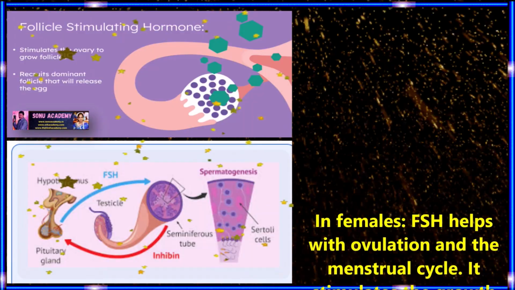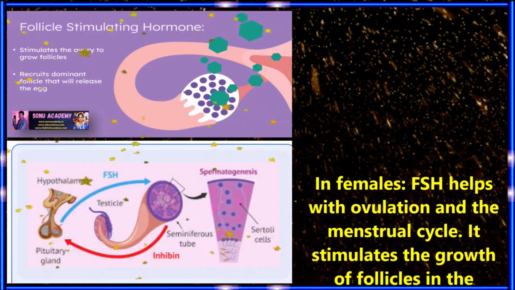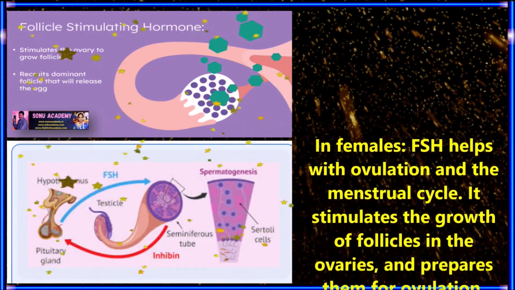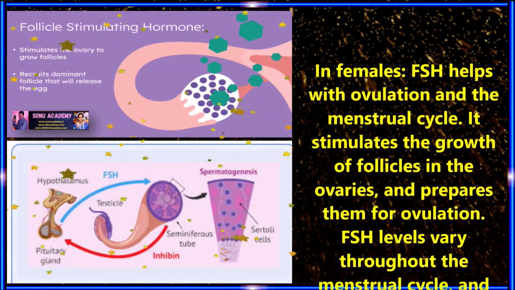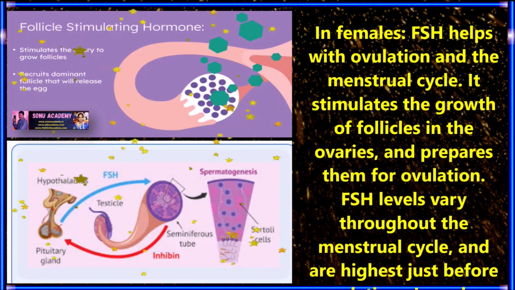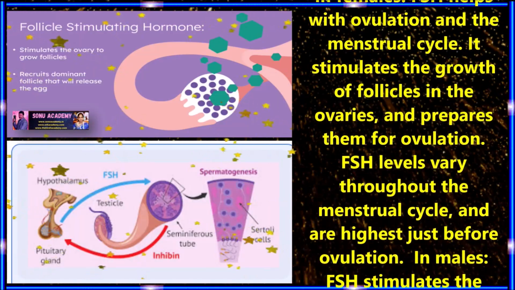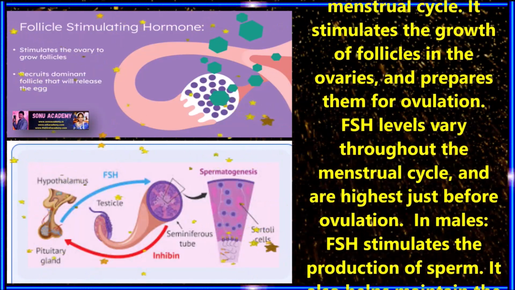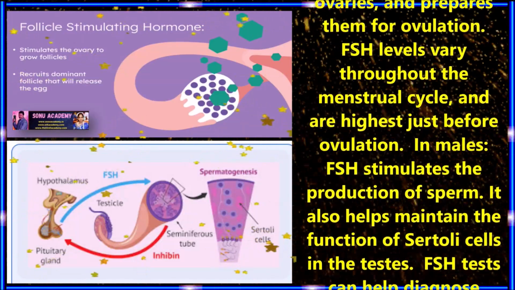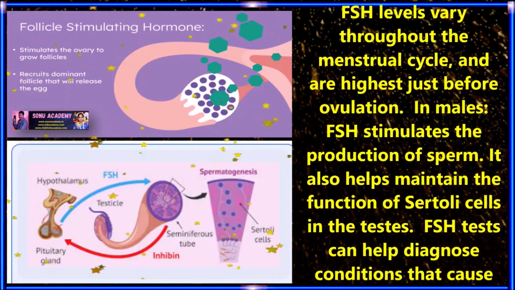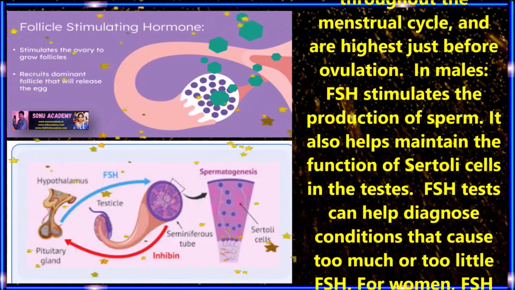In females, FSH helps with ovulation and the menstruation cycle. It stimulates the growth of follicles in the ovaries and prepares them for ovulation. FSH levels vary throughout the menstruation cycle and are highest just before ovulation. FSH in males stimulates the production of sperm. It also maintains the function of fertile cells in the testes.